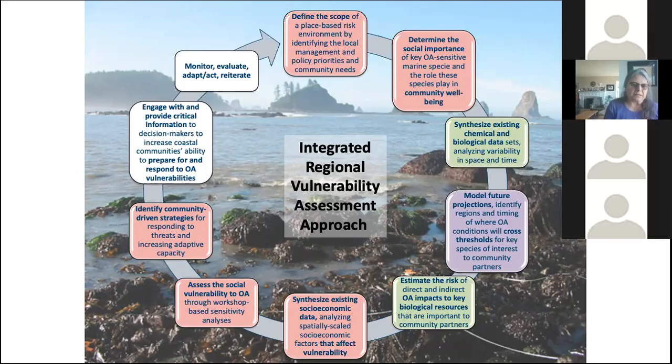Then the next step is to synthesize the socioeconomic data, analyze the spatially scaled factors that affect the vulnerability, assess then the social vulnerability to OA through workshops where we bring this all together, and then identify that the tribes can self-identify community-driven strategies for responding to threats and increasing their adaptive capacity. And so then lastly, to engage with and provide the information to decision makers to prepare for and respond to the vulnerabilities. And then the last one is kind of your classic lather, rinse, repeat, because we know nothing's static.